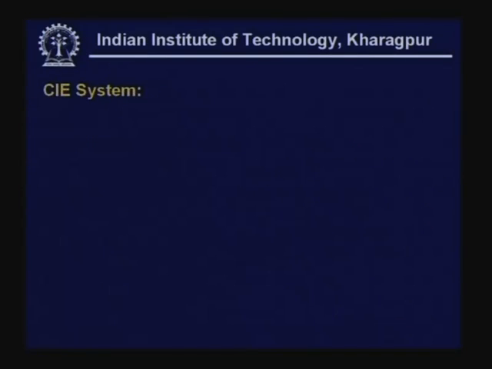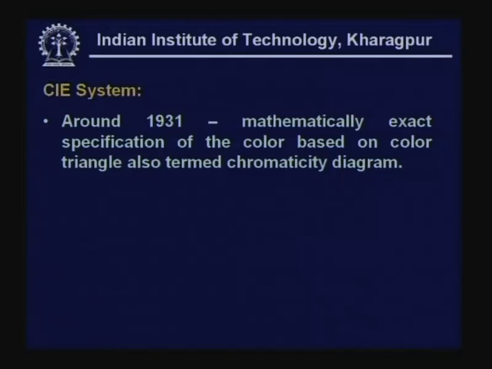As opposed to this, there is a system called the CIE system, the Commission Internationale de l'Eclairage, or International Commission on Illumination. It came up probably around the 1930s, a mathematical way of specifying color by using what is called a color triangle, and this is also termed a chromaticity diagram. So, the CIE system came up with a view to have a mathematically exact specification of the color based on the color triangle, termed the chromaticity diagram.